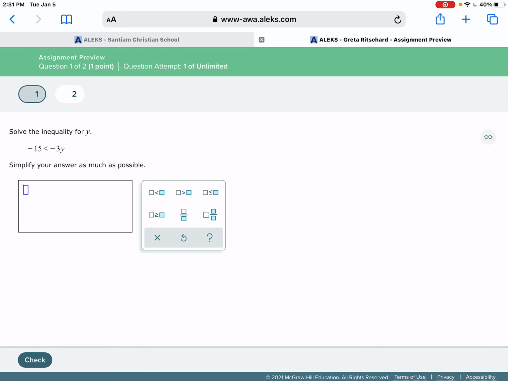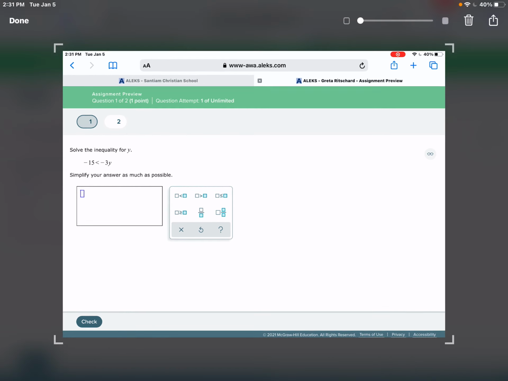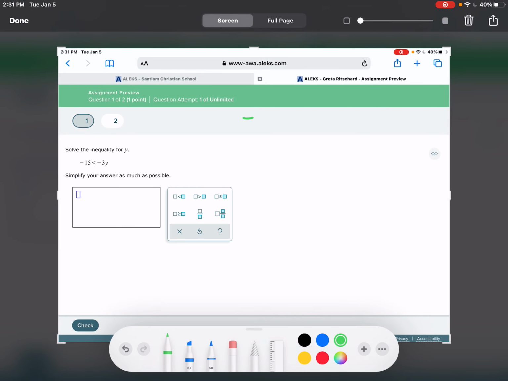Let's solve a couple of inequalities that have integers, like positive and negative numbers, and fractions involved. So look at this one. If I have negative 15 is less than negative 3y, I'm going to want to divide by negative 3 on both sides to get y by itself. Whenever I divide or multiply by a negative number, I have to change the sense of the sign, or flip it around. This cancels just fine.